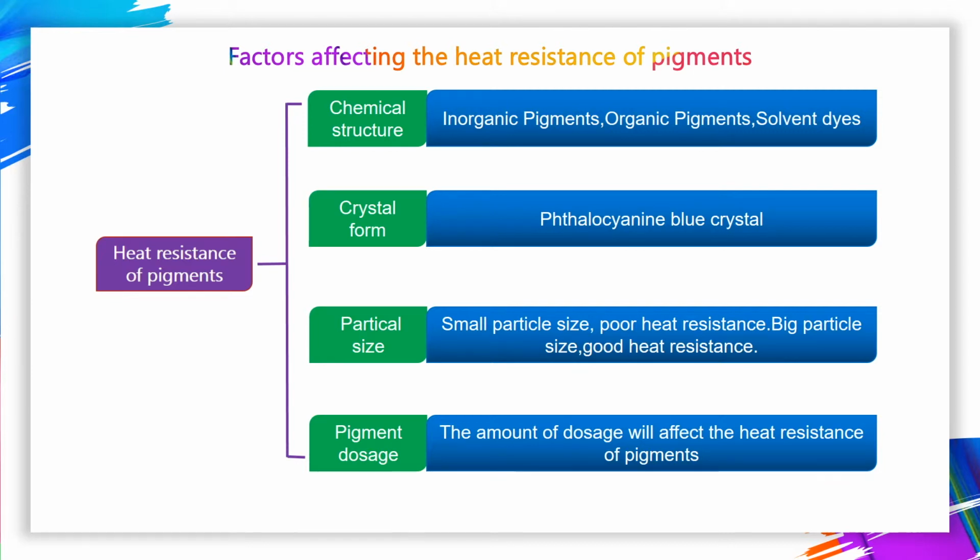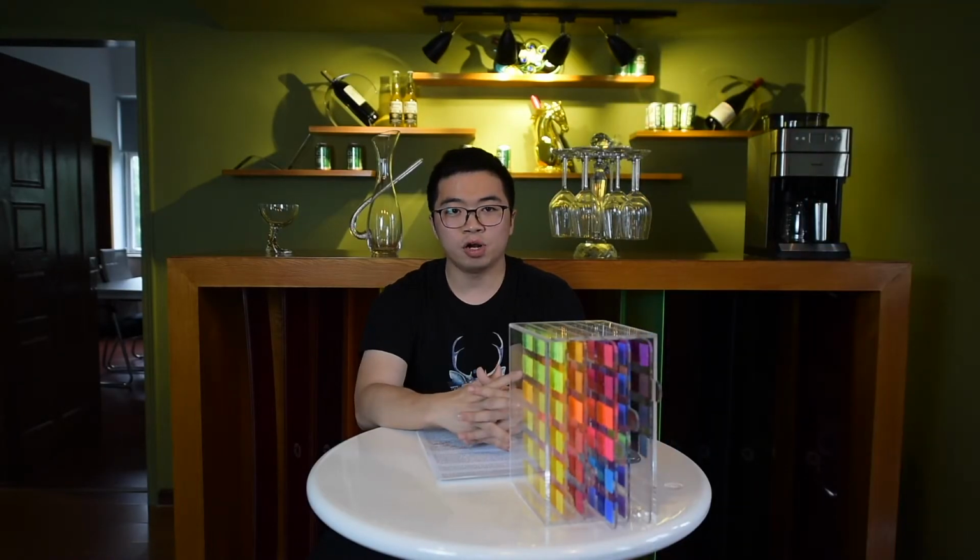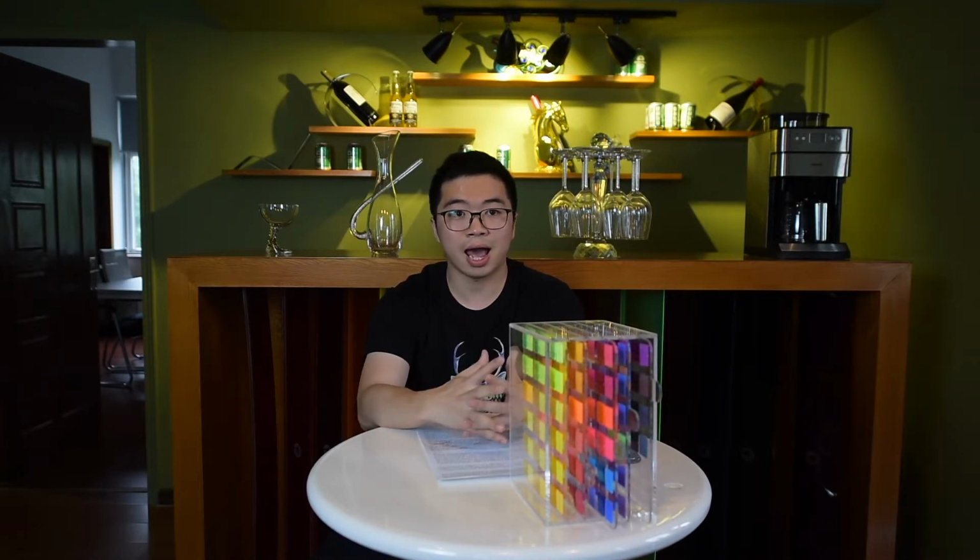The heat resistance of organic pigments and solvent dyes is closely related to their chemical structure, just as the molecular structure of a pigment directly determines its color and properties. The molecular skeleton of a pigment varies with its atoms, which will affect the stability of the molecular skeleton and the decomposition reaction under a certain temperature.